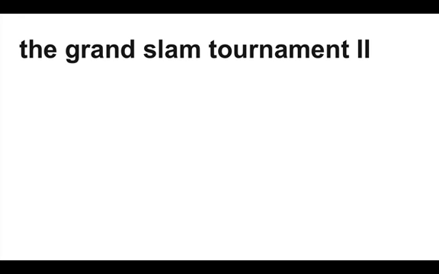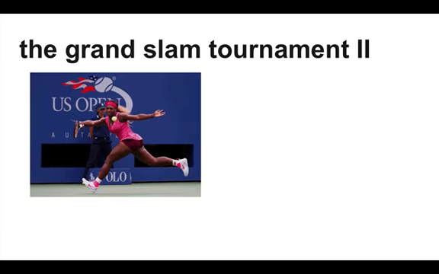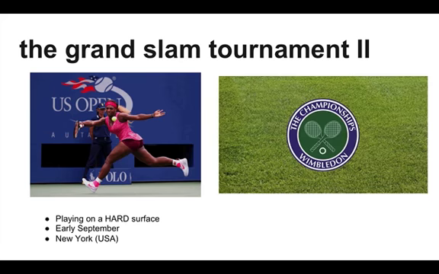The US Open takes place on a hard surface, played in early September in New York, United States. And the Championships Wimbledon is played on a grass surface in early July in London, United Kingdom.